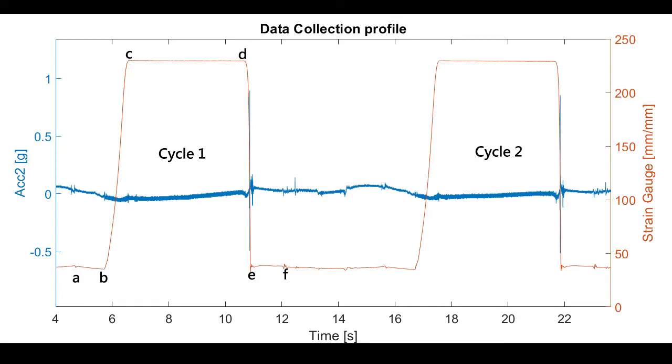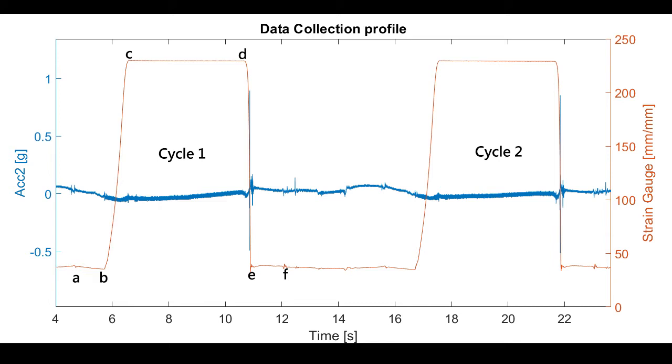The figure on the screen shows the general profile of the data acquired for two cycles. The blue profile represents the acceleration, while the orange profile represents the strain. Via the strain profile, it is possible to clearly see what the toggle is doing.